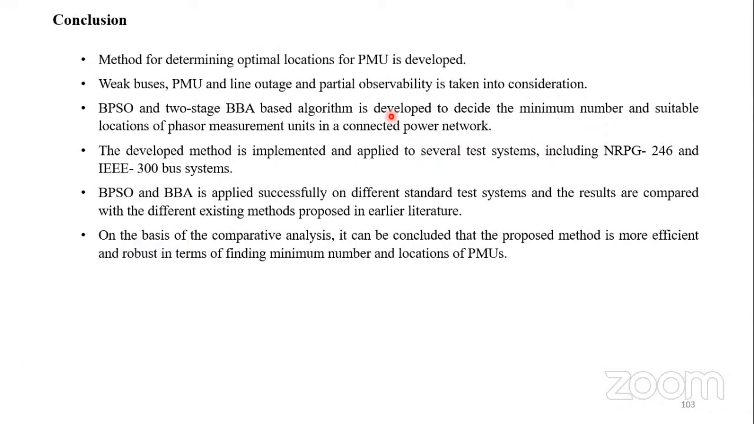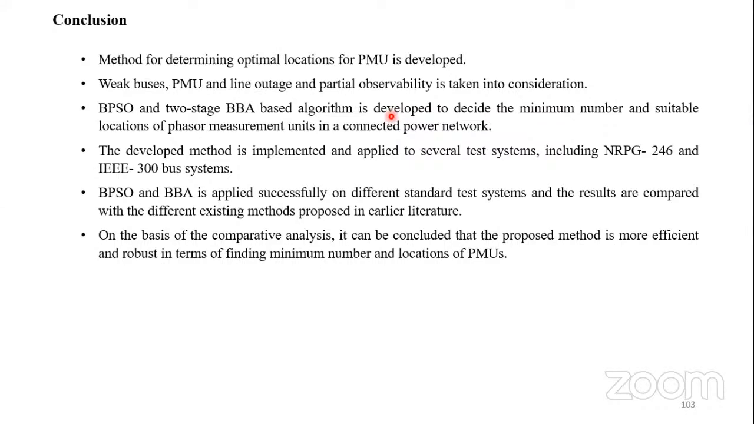Till now, what we have seen here is that PMU is very important for the development of the smart grid. I have shown you so many things: weak buses, PMU, line outage, and partial observability, which I have taken into consideration. I have even taken both single PMU outage and single line outage in order to find the optimal location during these conditions. And I have shown you BPS, that is boundary parallelism optimizations, and two-stage branch and bound also, which I have used in order to find the minimum and strategic location of phasor measurement units.